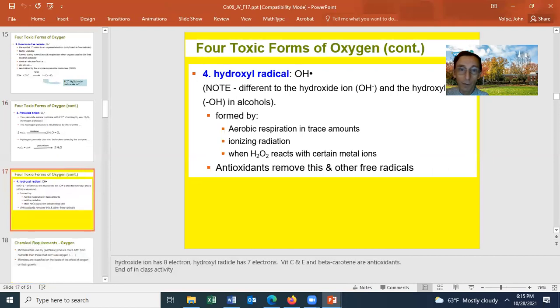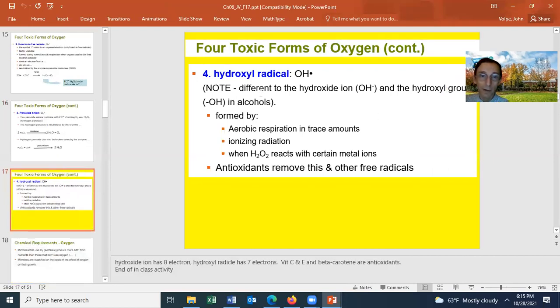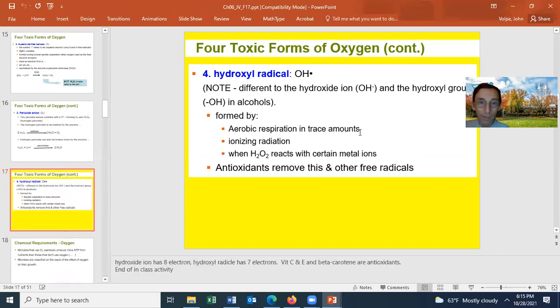The fourth toxic form of oxygen is a hydroxyl radical. This is a hydroxyl group that has an extra electron, not an extra negative charge, just an extra electron. And anything that has an extra electron is called a radical. Radicals are generally bad, and they are formed at small or trace amounts in aerobic respiration.